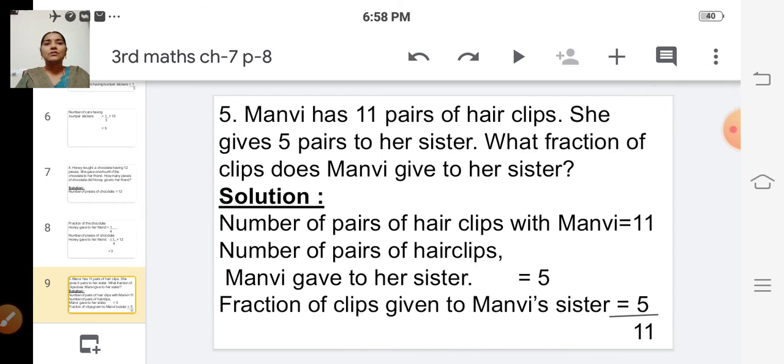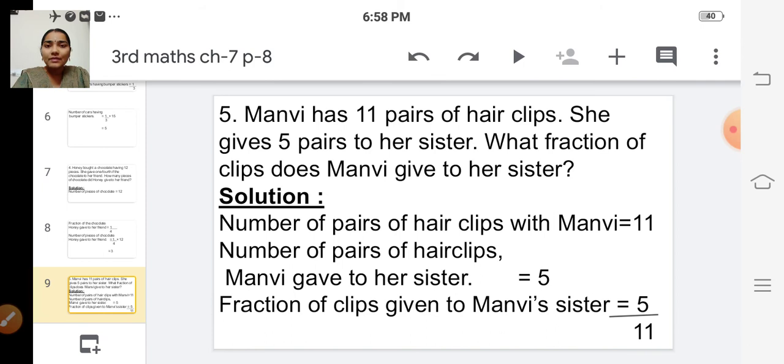Yes. So fifth problem. Manvi has 11 pairs of hair clips. So total number is 11 pairs. Okay. She gives 5 pairs to her sister. Okay. What fraction of clips does Manvi give to her sister?